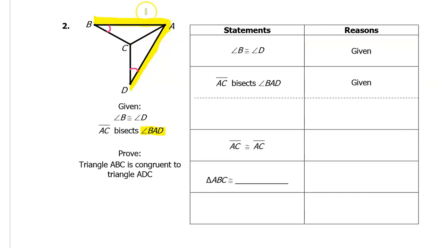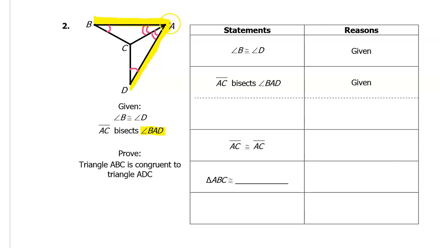So this angle is being bisected. If we cut this angle in half, then each side will be congruent. So this part will be congruent to this part. We need to go ahead and put that as a statement. We need to say that this angle is congruent to this angle.